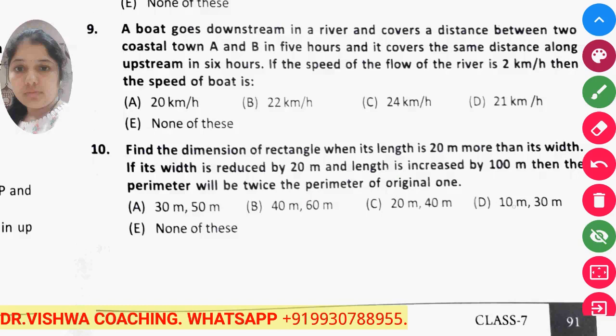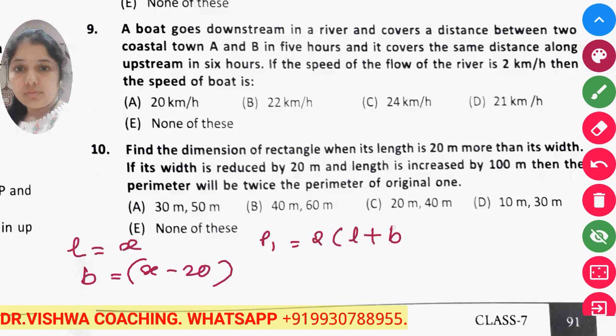So see, if the length is x, what is the breadth? x minus 20, because the length is 20 meter more than the breadth. Now perimeter 1 is 2 into length plus breadth. So 2 into x plus x minus 20. So it becomes 4x minus 40. Okay, perimeter 1.